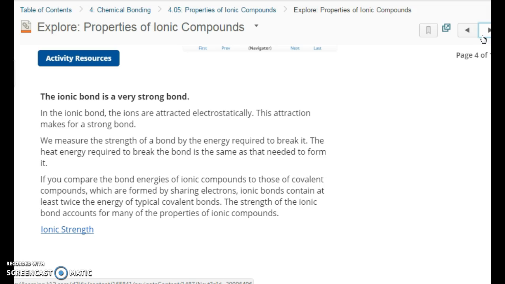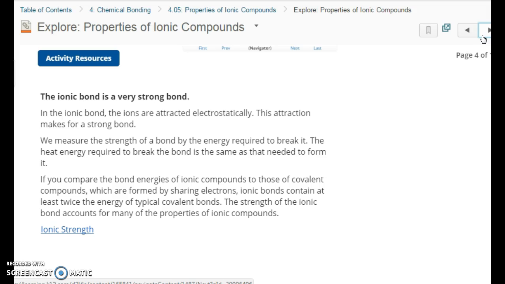Okay, so think about sugar versus table salt. If you put sugar on a spoon and put it on the burner on your stove, what would happen to the sugar? It would boil and burn. If you do the same thing with table salt, what would happen?